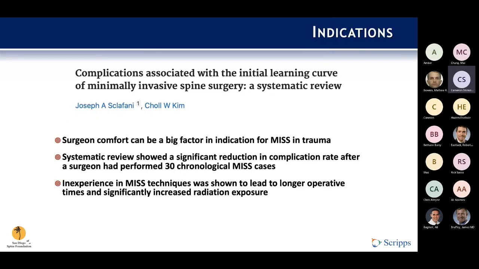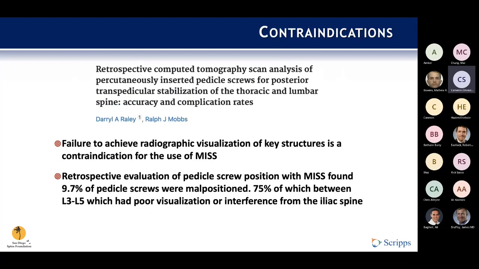And then this is more for when you're starting practice or your comfort level with MIS, if that's not what you trained in. This study showed that after about your 30th case is when you see a reduction in your complications. So once again, you have to take into account that there's a learning curve associated with this if it's not something you practiced much.